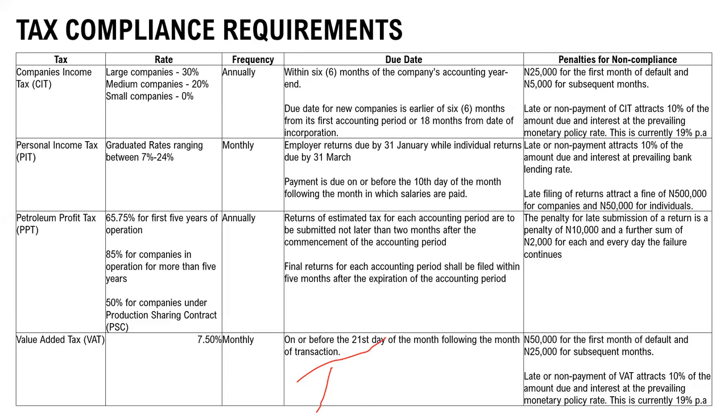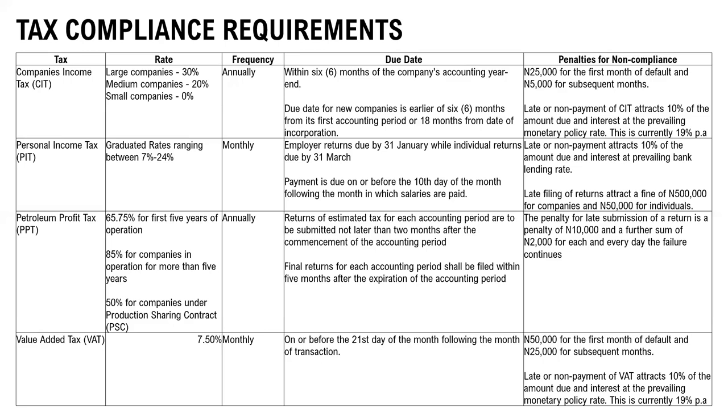Then we have the penalties for non-compliance. So it's 5,000 in the first month of default, 5,000 for subsequent months. Then late or non-payment of CIT attracts 10%. Either way, we can always read it. I don't want to bore us with too much information. Then also we have the personal income tax, which has graduated rates ranging from 7 to 24%. So I believe all of us should be aware.